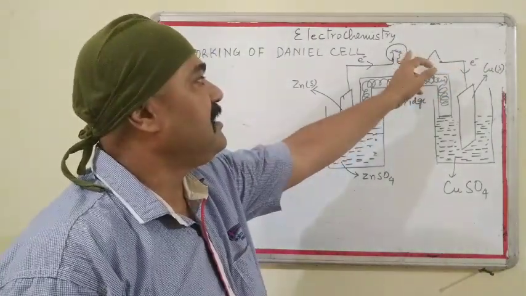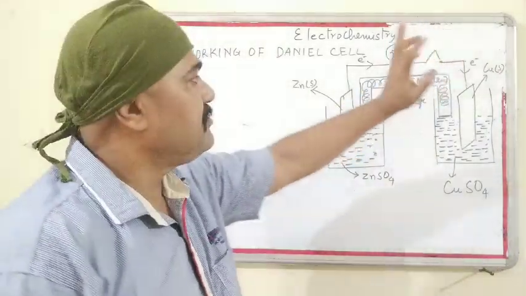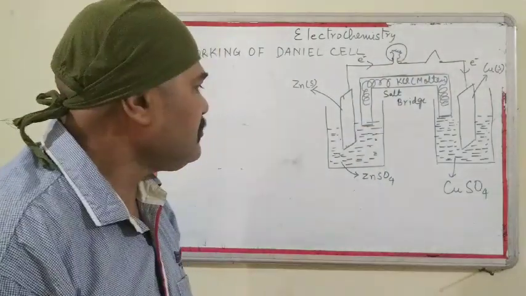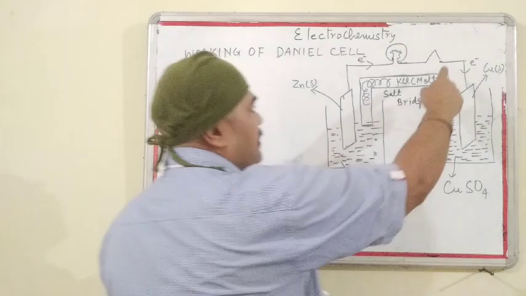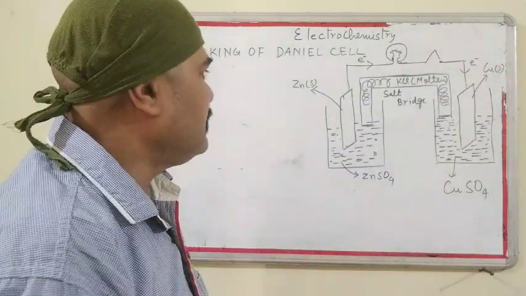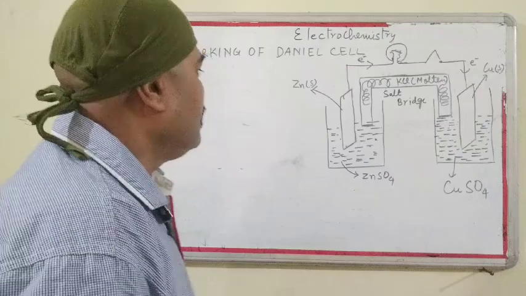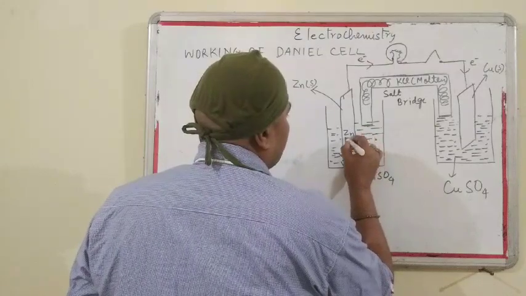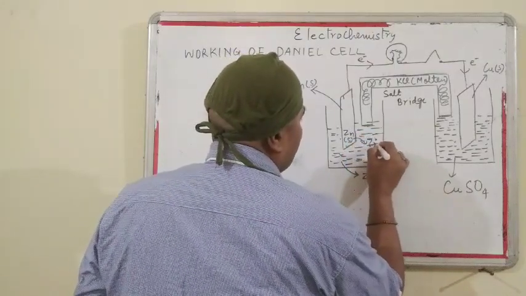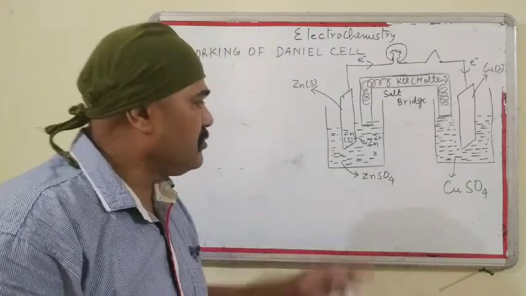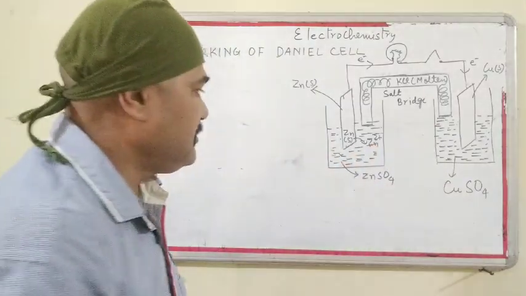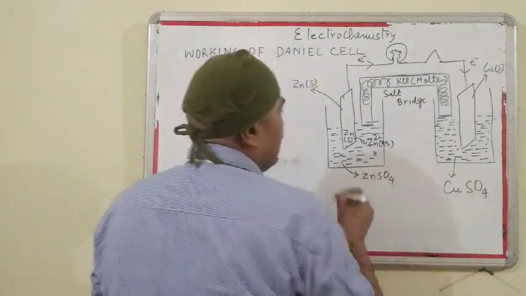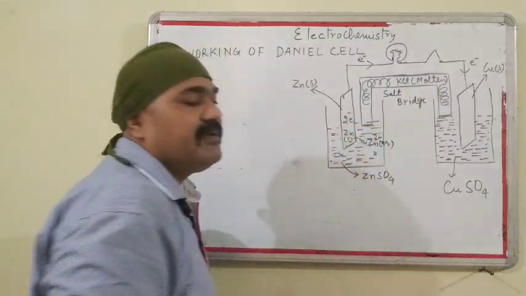Now look what happens. Here is the key, and suppose a resistance is fixed here. We have fixed a small bulb. Now what happens when this key is on? As we switch on this key, a reaction happens. The Zn from the solid state goes to the aqueous state as Zn2+, by leaving two electrons.